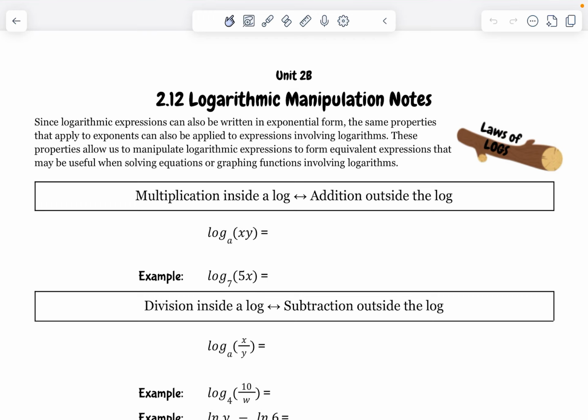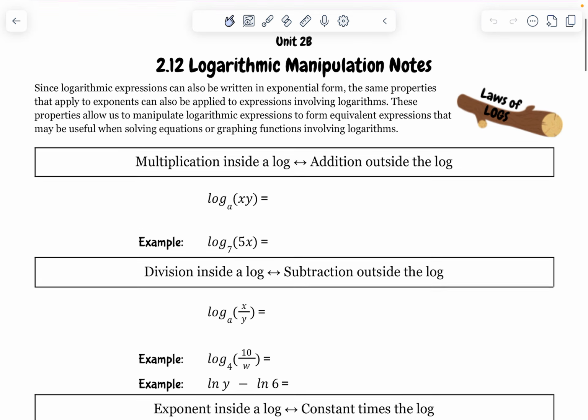Hi everyone, we are going to look at 2.12 today. So we're looking at our rules or our laws of logarithms so that we can manipulate logarithmic functions. Since logarithmic expressions can also be written in exponential form, the same properties that apply to exponents can be applied to expressions involving logarithms. And these properties allow us to manipulate logarithmic expressions to form equivalent expressions that may be useful when solving equations or graphing functions involving logarithms.